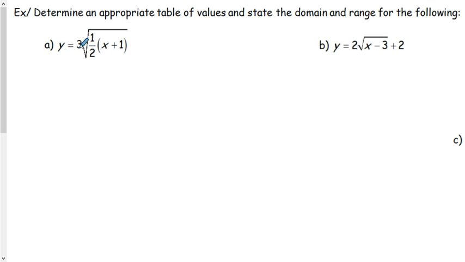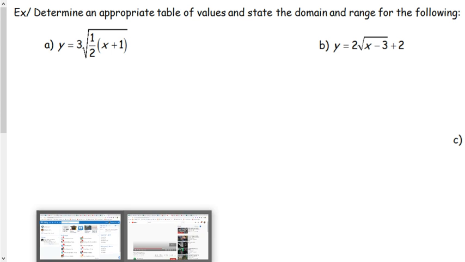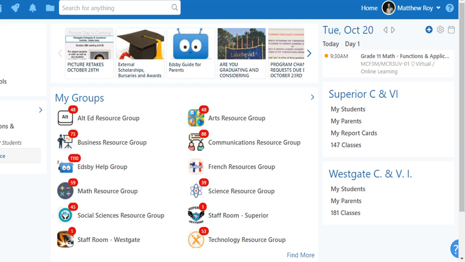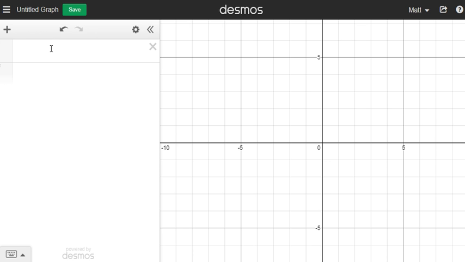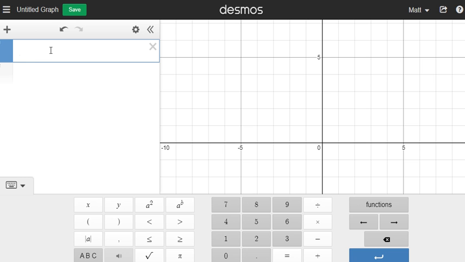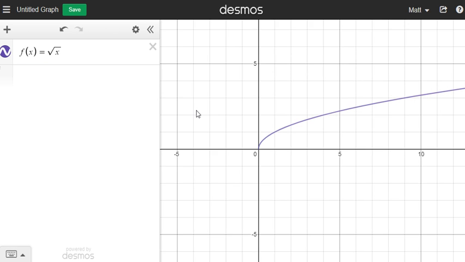I've got 3 out front. I've got 1/2 multiplying x plus 1. Let's go to Desmos and take a look at those. Where did I put Desmos? All right, here's Desmos. So let's start filling this in. Let's start with f of x equals, find my square root button down here, x. So there's my basic function.